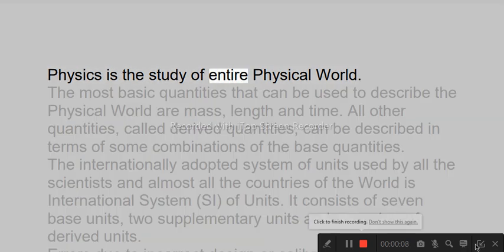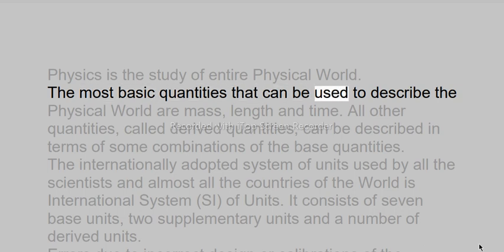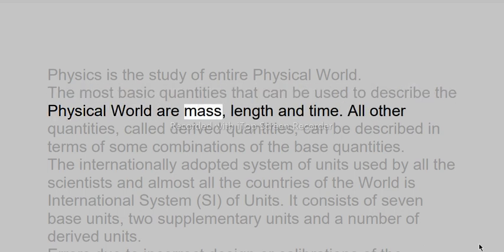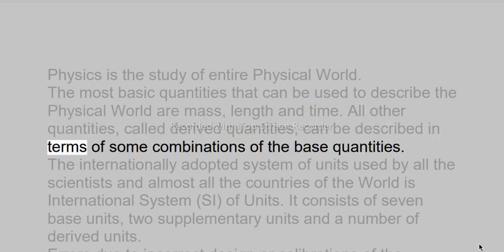Physics is the study of the entire physical world. The most basic quantities that can be used to describe the physical world are mass, length, and time. All other quantities, called derived quantities, can be described in terms of some combinations of the base quantities.